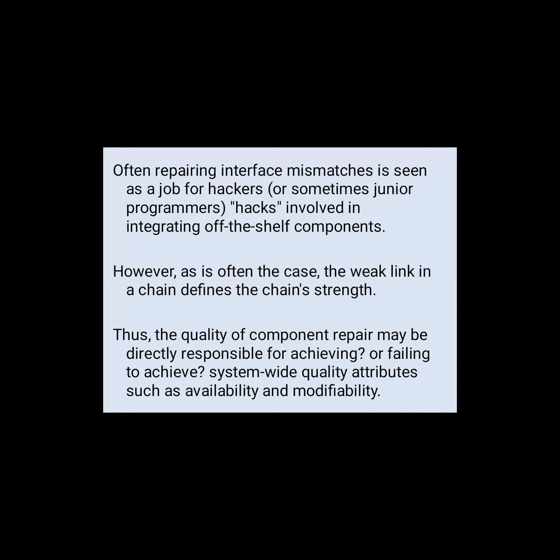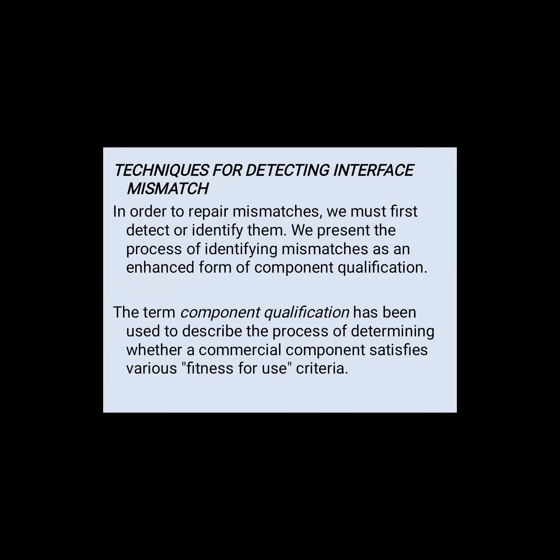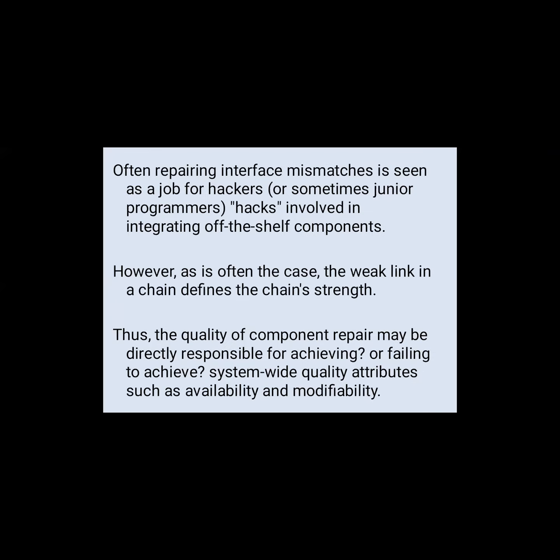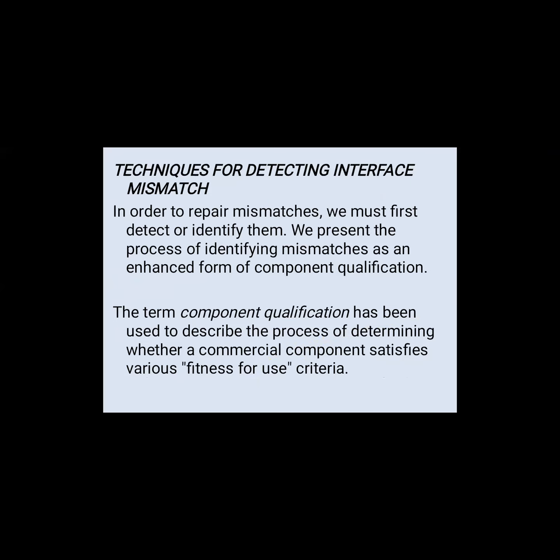So whenever we are facing some problems, it will automatically influence different types of things, maybe related to quality attributes, business attributes, and architectural attributes also. So, techniques for detecting the interface mismatch. Here we are using some techniques. In the previous case, we try to identify every module, so we are clearly performing the detection of where the chance of the problem occurring is. Next, we try to repair that module. So next, techniques for detecting the interface mismatch. In order to repair mismatches, we must first detect or identify them. We present the process of identifying the mismatches as an enhancement of component qualification.